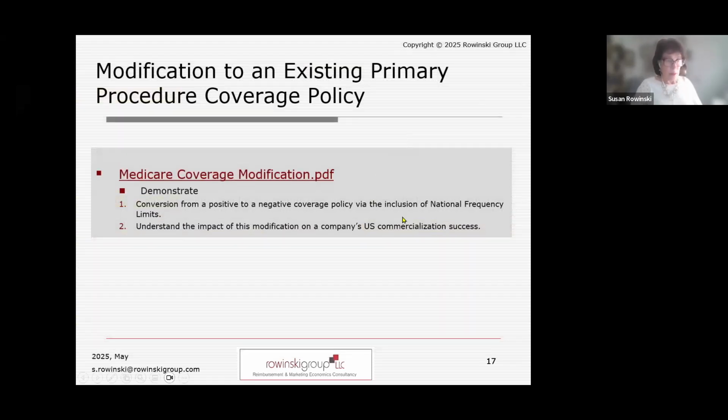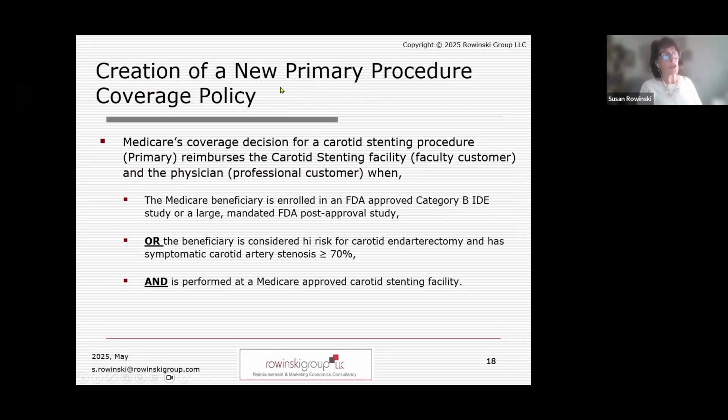And here's the creation of a new primary procedure coverage policy. This was done by Medicare back when carotid stents came out. I use this because it was one of the cleanest policies we have ever read. A lot of these policies, by the way, everyone, are roughly anywhere between 20 to 50 pages and contain a lot of historical data that you have to read as well. But this was really well written by Medicare, and I use it to make a point here regarding creation of a new coverage policy for, once again, the primary procedure.